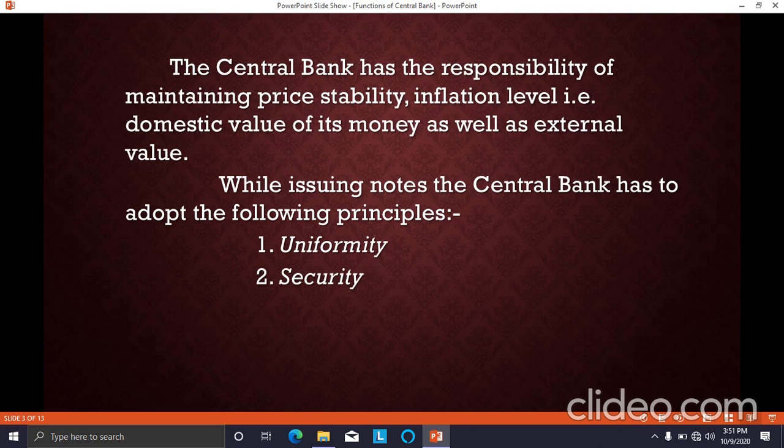Security: printing of notes has to be done under utmost security. And elasticity. Elasticity means flexibility. It should not be a strict rule that in a particular year this many currency notes should be printed. There should be no rigidity about that, but it should be flexible, depending upon the inflation level or on maintaining the external and internal value of money; the number of currency notes has to be changed. That is the three principles: uniformity, security and elasticity.